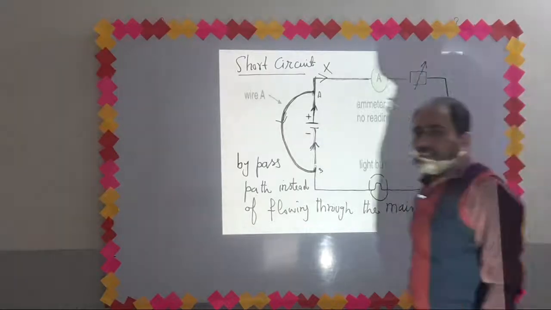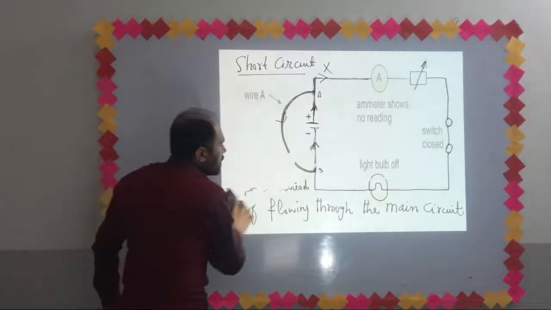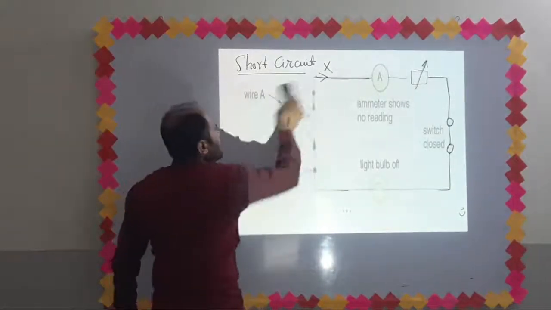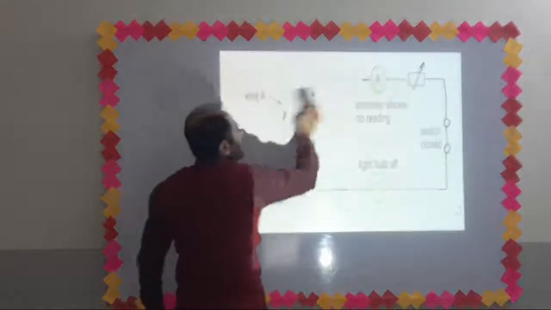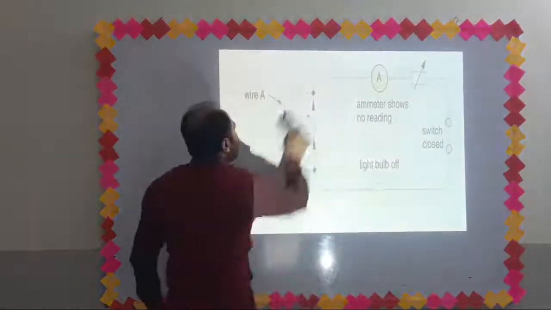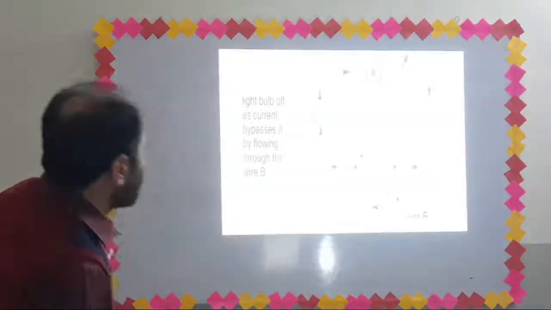Okay, today we discussed open circuit, closed circuit and short circuit. Now we will have a look at another type of short circuit, and you will see that the current always prefers the path in which there is less resistance. Have a look. This is the short circuit. Have a look at this circuit.